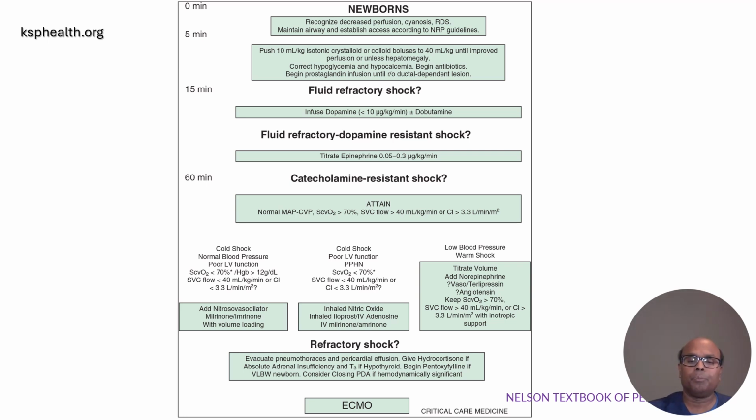Another group is cold shock but with normal blood pressure. In those patients, add vasodilators such as milrinone or amrinone with volume loading. If the patient does not respond, make sure there is no pneumothorax or pericardial effusion, and if there is no remediable reason for the refractory shock, the patient goes to ECMO.